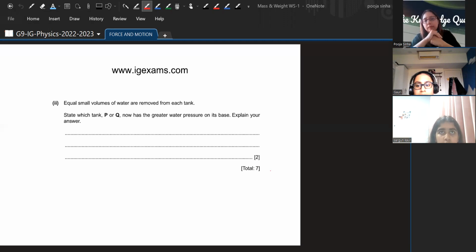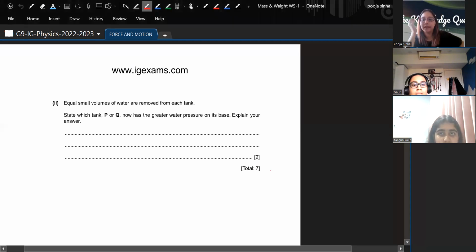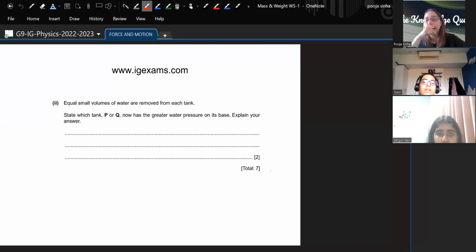Like if I have two tanks, and one of them is, I don't know how to explain it, but I did understand. No, you have to explain. I don't take that answer. You have to explain. Gauri, what is smaller? When I say base is small, how does it affect us? So the area is smaller, which means the force is concentrated in a smaller area. So it results in a greater pressure on the base.